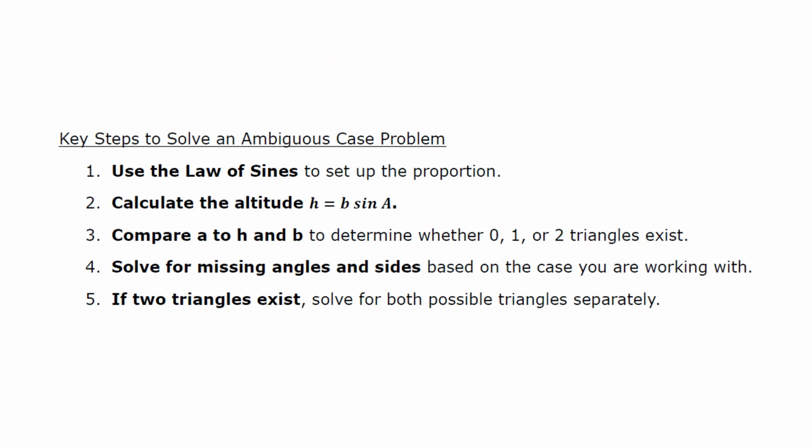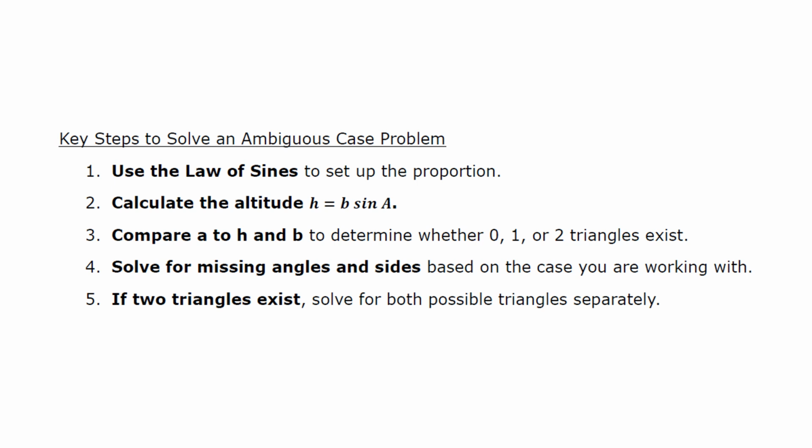Here are some steps to help you solve an ambiguous case problem in case you need it. The first one is to use the law of sines to set up your proportion. Then calculate the altitude if you're given the values needed to do so. Then compare your a to h and b to determine whether 0, 1, or 2 triangles exist, utilizing the table that we just walked through.